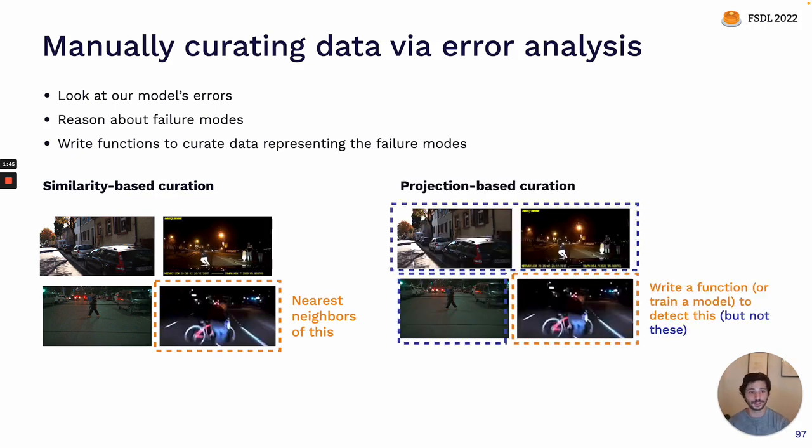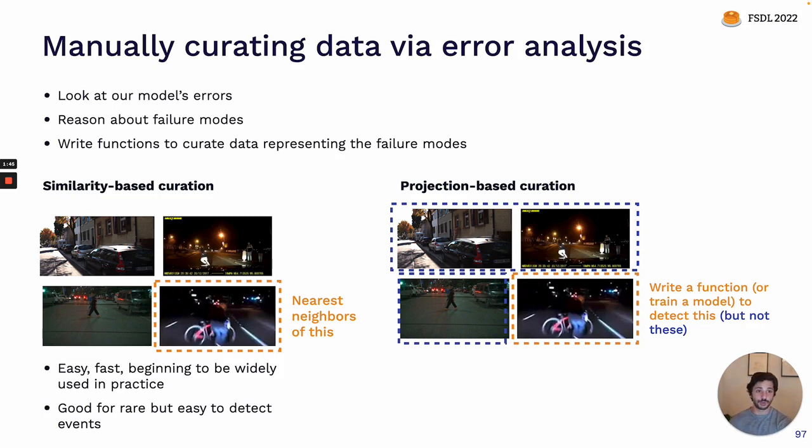The second way of doing this, which is potentially more powerful but a little bit harder to do, is called projection-based curation. The way this works is rather than just picking an example and grabbing the nearest neighbors of that example, instead we are going to find an error case, like the one on the bottom right, where there's a person crossing the street with a bicycle. And then we're going to write a function that attempts to detect that error case. And this could just be training a simple neural network, or it could be just writing some heuristics.